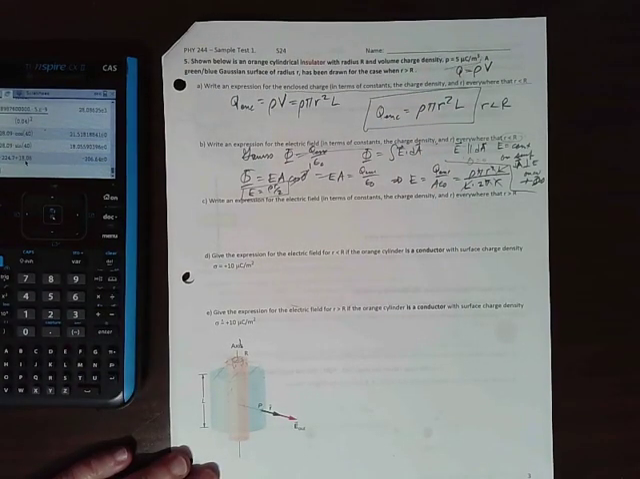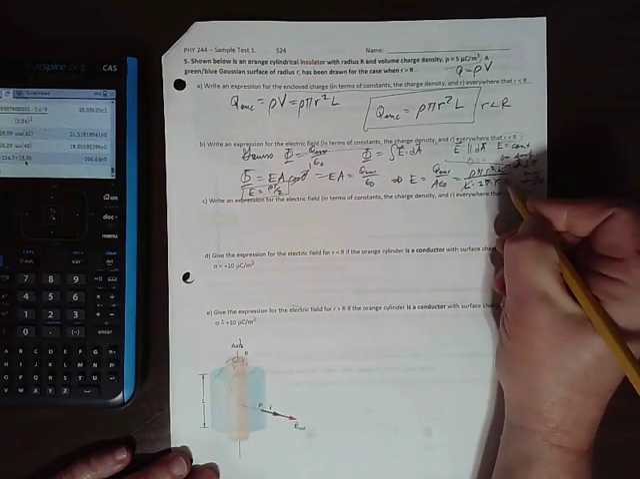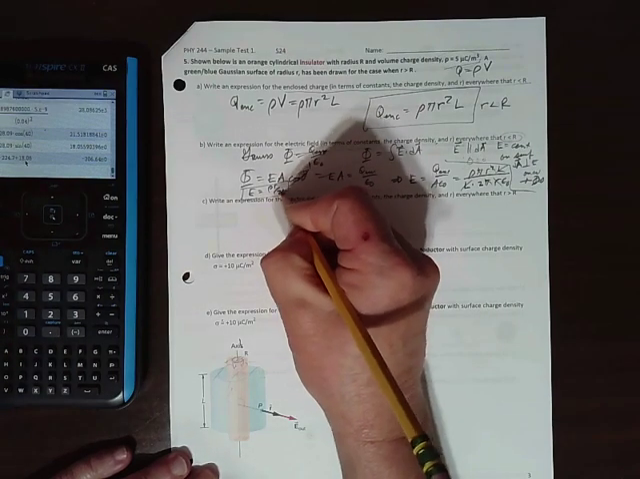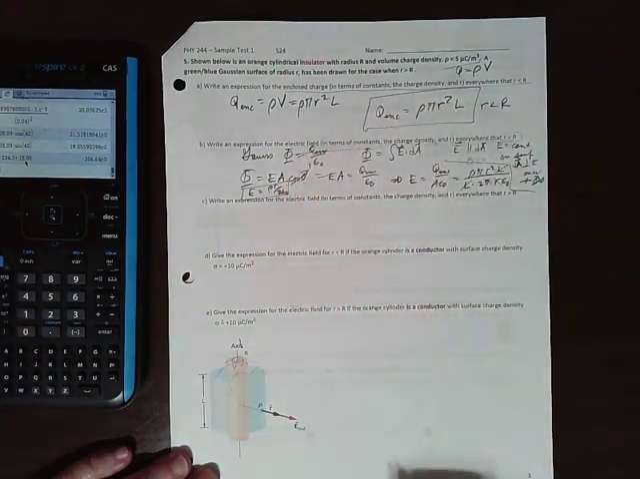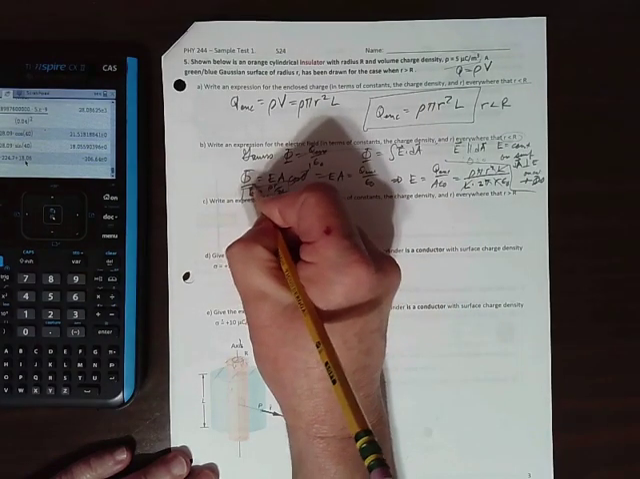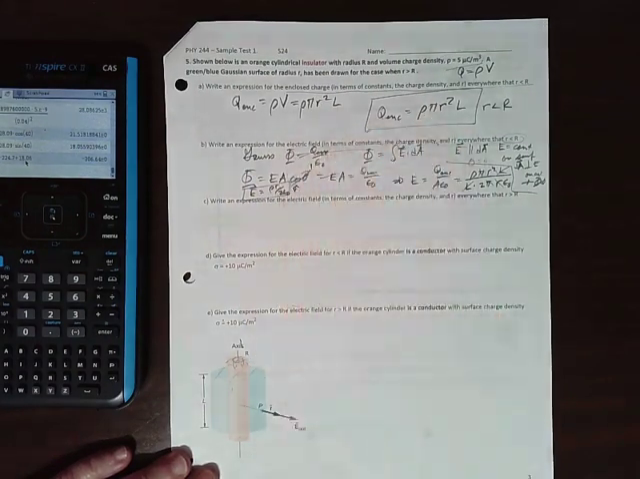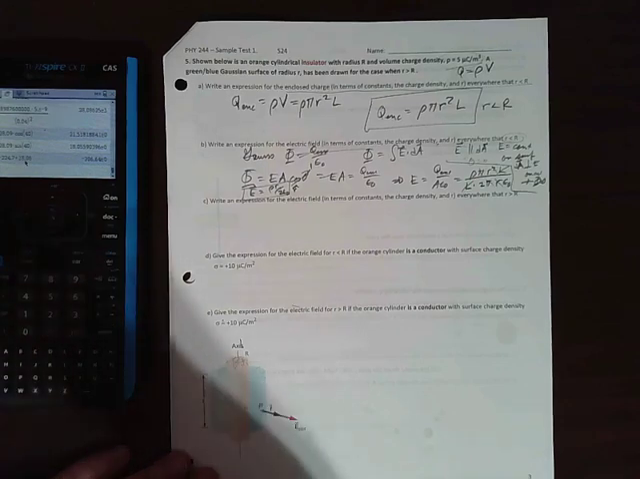Okay. Oh, and where did epsilon naught go? Epsilon naught. Rho r over 2 epsilon naught. Okay. And if we want to keep it as a vector, we'll just say in general it's r hat direction, out from the thing.